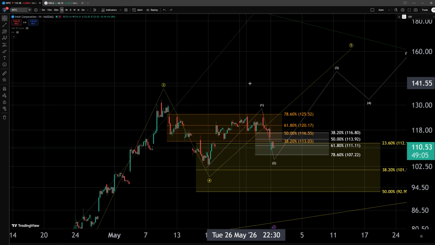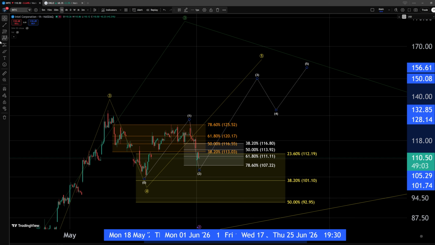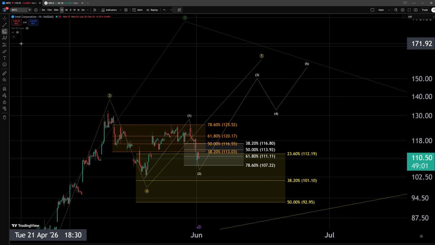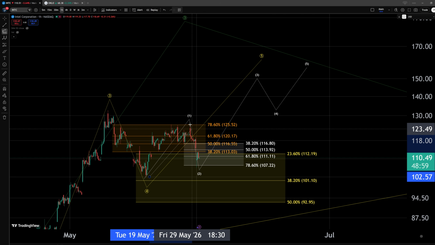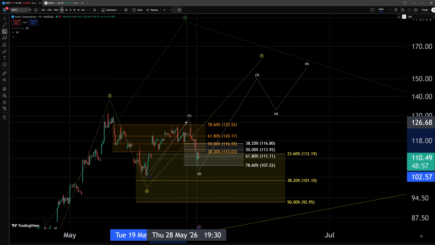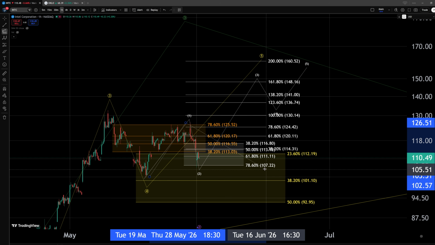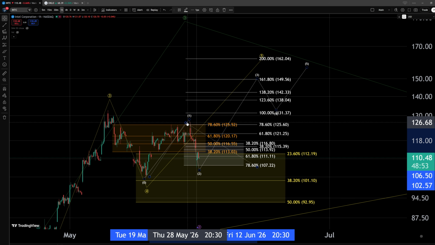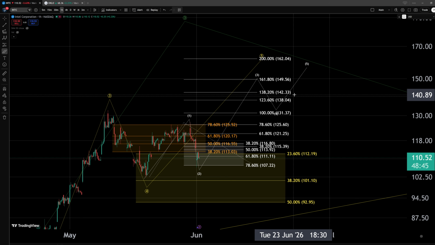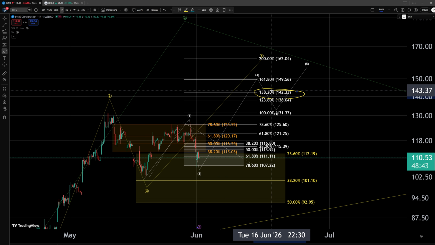So let's actually look for some ideal targets within this movement to the upside, because I am tracking a wave 3. I expect the wave 2 bottom to be in, so everything should be in place for us to look for them. And the ideal target for the wave 3 would sit at the 138.2% extension of the wave 1. That is at $142. This, however, does not mean that we need to stop there. It doesn't mean we couldn't be creating even a quite bullish pattern.